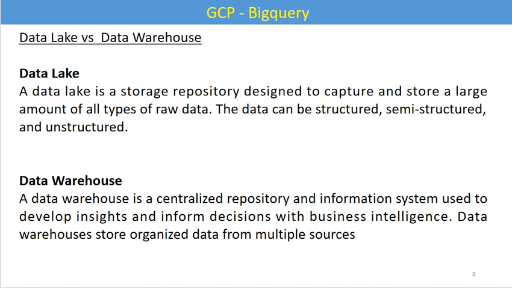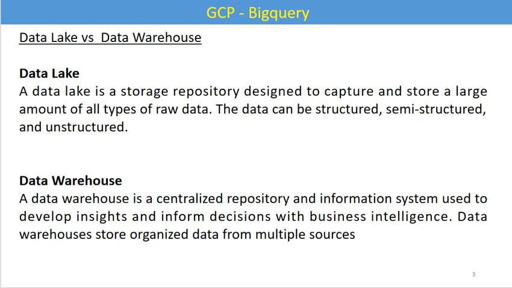While a data warehouse is a centralized repository and information system used to develop insights and inform decisions with business intelligence. A data warehouse stores organized data from multiple sources. Okay, a data warehouse stores organized data, while a data lake stores unstructured, semi-structured, and structured data. That means it is a collection of data in various formats.